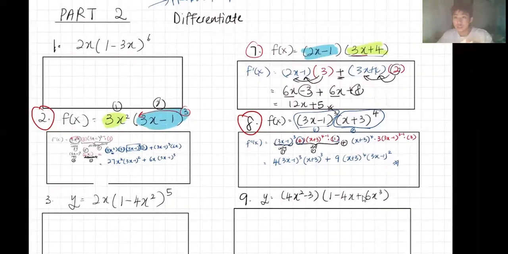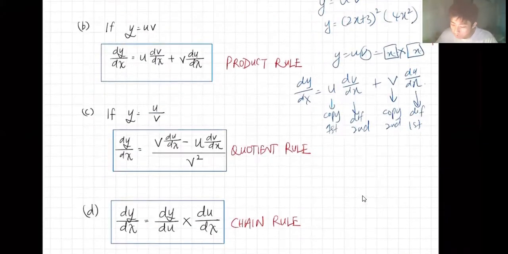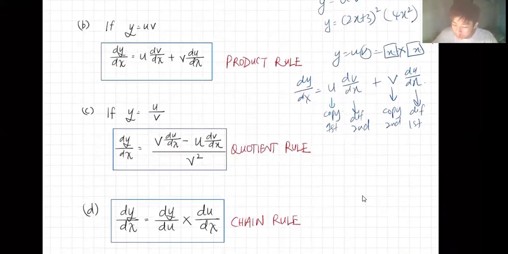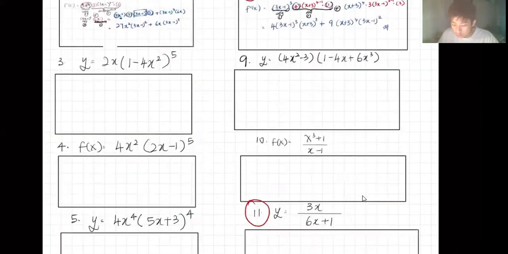Basically, the idea is you copy first, differentiate second, plus copy second, differentiate first. Basically the idea I've written down here already. I don't need to write, so you just go through the notes and then you understand already.